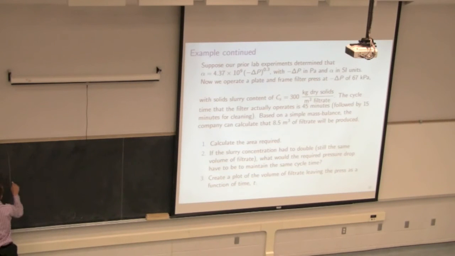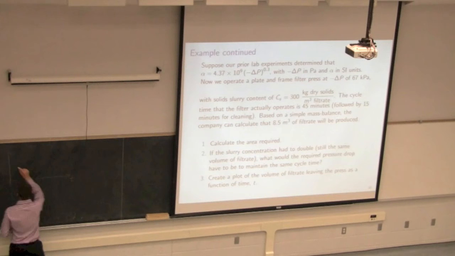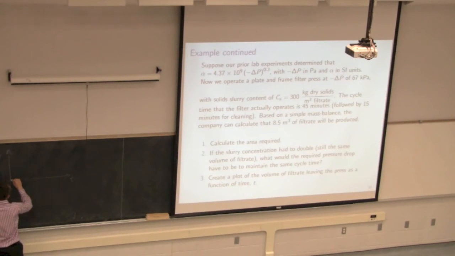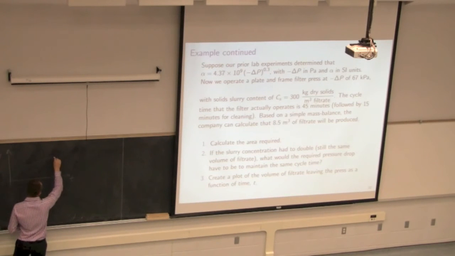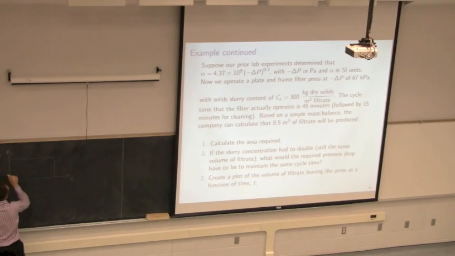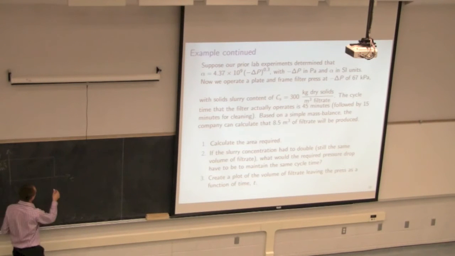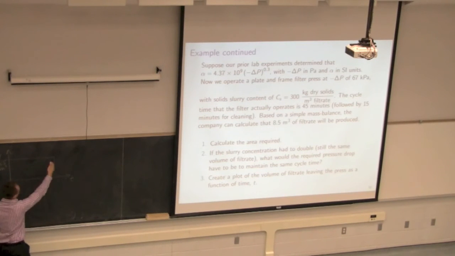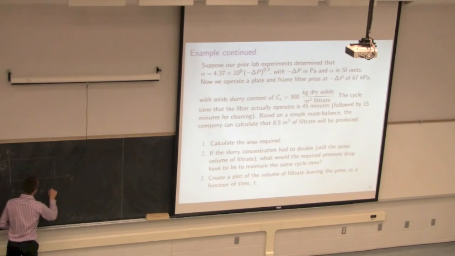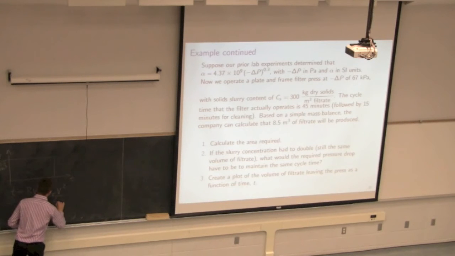So just to recap what's happening here, here we've got time, here we've got volume. We're going to operate for 45 minutes. And at that point, I've obtained 8.5 meters cubed of filtrate. Okay, clean out the filter press, restart this again, and I'll get this curve that is described by T is BV. So that's where that curve comes from, for our previous integration.